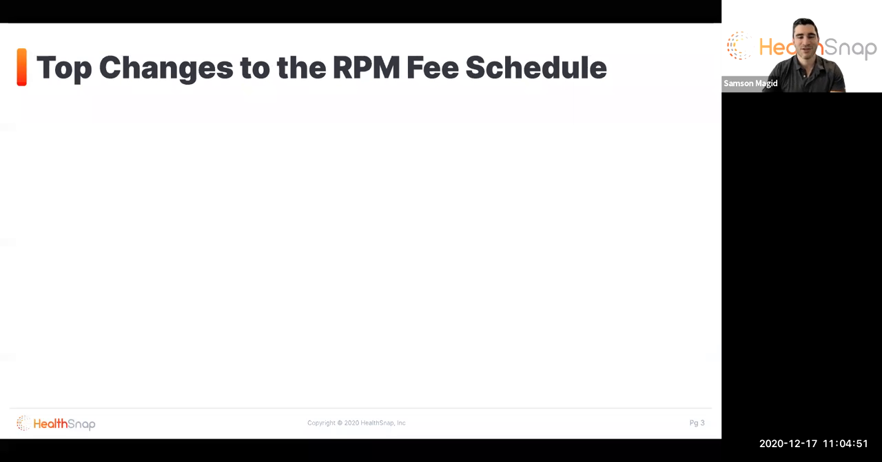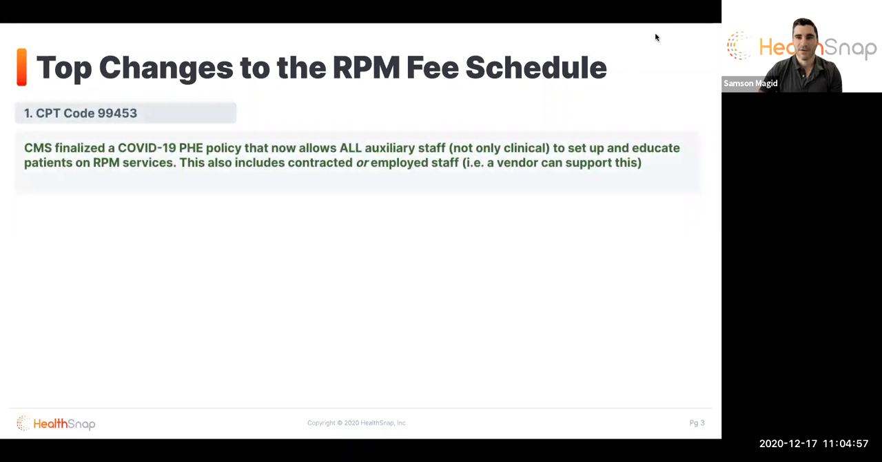So what are the top changes to the fee schedule in 2021? First off, it's for 99453, which is the patient setup and education code. During COVID-19, there was a waiver that allowed all auxiliary staff, not only clinical, to set up and educate patients on RPM services, and that could be contracted or employed by that physician group. Happy to share that CMS has finalized that waiver. So starting in 2021, any auxiliary staff is able to set up and educate a patient with a remote patient monitoring program.